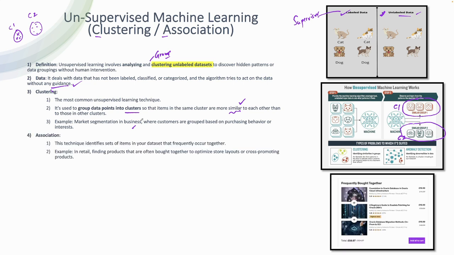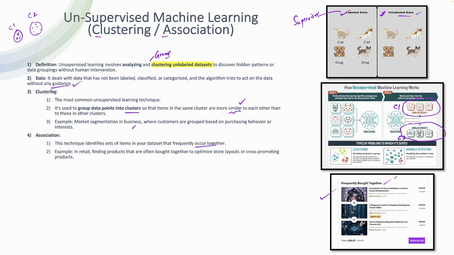Next one, very important, association. I'm pretty sure you would have seen association when you are on Udemy. So what does Udemy do? This technique identifies sets of items in your data set that frequently occur together. Now here is a perfect example of association. Let's say you are going to purchase an Oracle Cloud foundation course. As soon as you go to purchase that course, you will see that Udemy is telling you, hey, these are the 3 courses that are frequently bought together, because they are studying the patterns of other people.